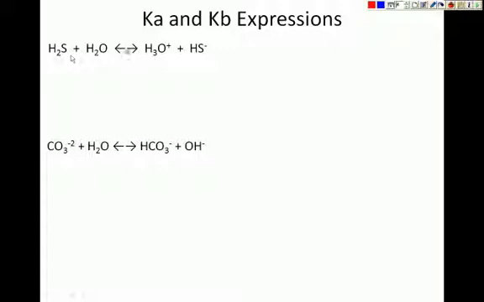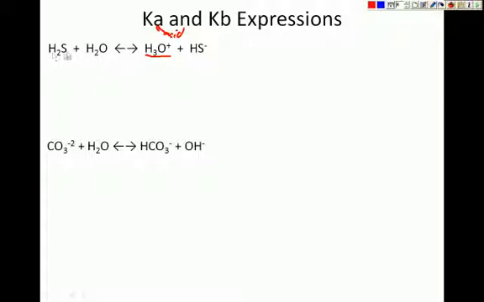We know that this is an acid because it makes H3O+. Acids will always make H3O+, and bases will always make OH-. So since this is making an acid, we're going to give it a Ka value, A standing for acid. Now, we write it the exact same way as we would write a Keq expression.